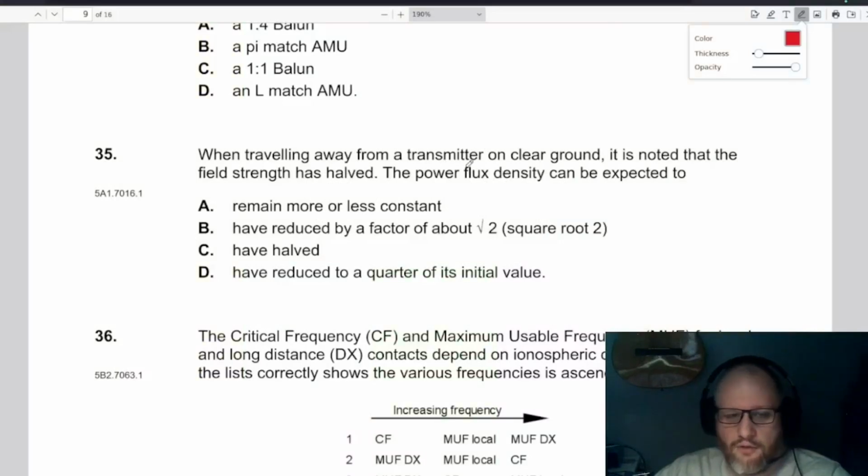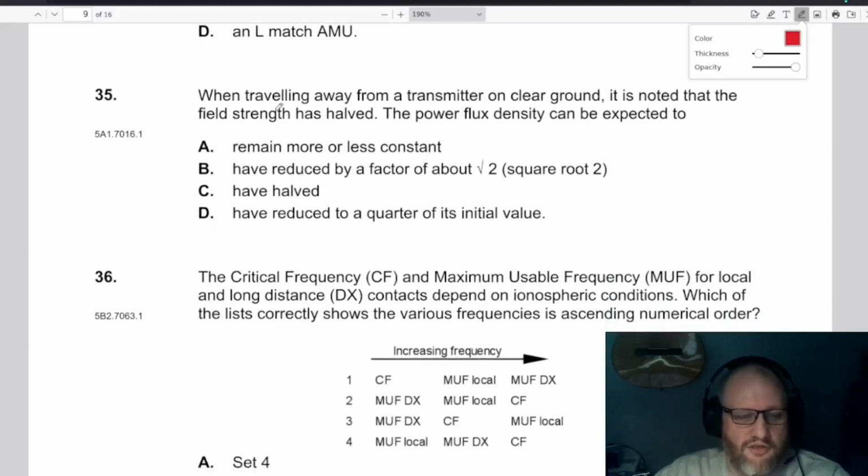Today we're looking at the full license mock examination number 1, version 1.6, and we've reached question 35, which reads, when travelling away from a transmitter on clear ground, it is noted that the field strength has halved. The power flux density can be expected to A. remain more or less constant, B. have reduced by a factor of about square root 2, C. have halved, or D. have reduced to a quarter of its initial value.